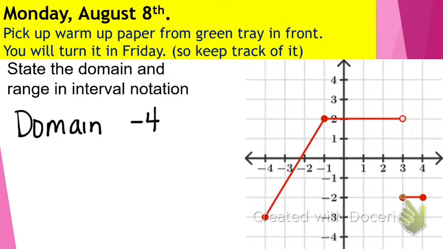Now, does that -4 get a bracket or a parentheses? So how do we know? Let's go back to Friday. If it's an open circle, you use parentheses. If it's a filled in circle, you use a bracket. So what kind of circle do we have here? Right. So it's closed, so we're going to put a bracket. Just like that.